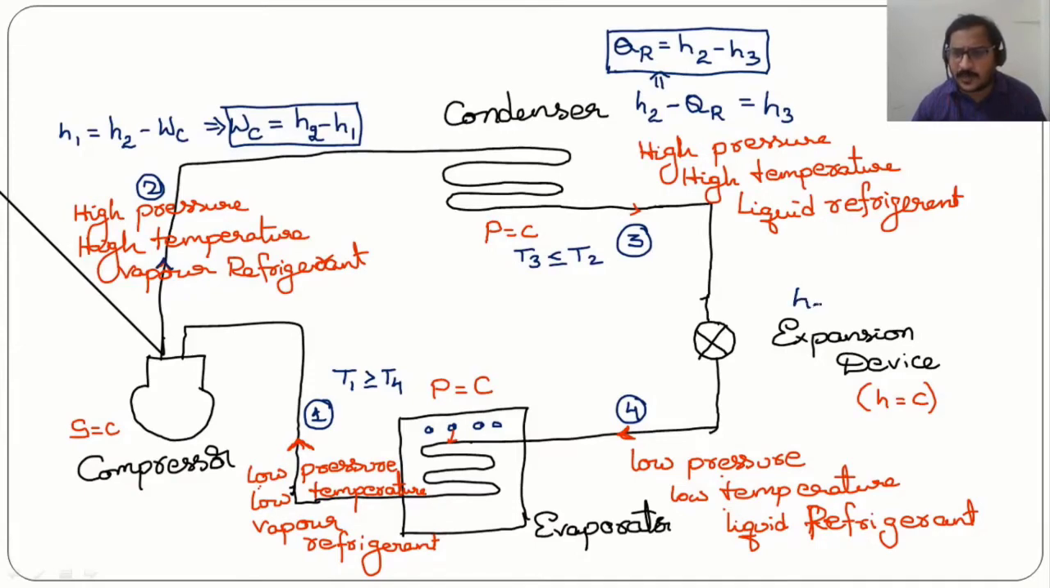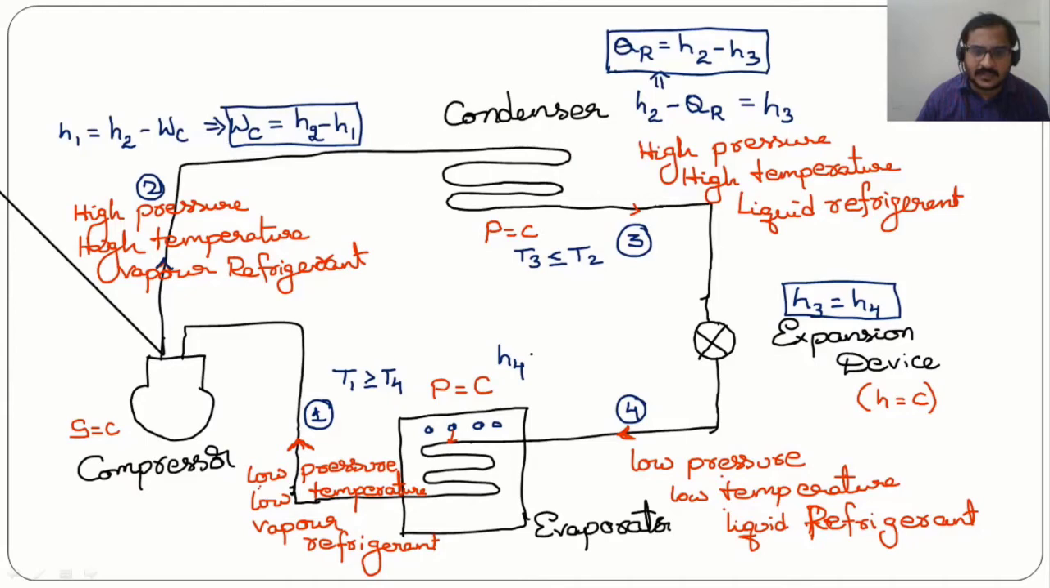So throttling expansion means the enthalpy remains constant during this expansion. So H3 is equal to H4, but the pressure and temperature drop in this particular condition. Now H4 is the enthalpy with which the refrigerant enters the evaporator.